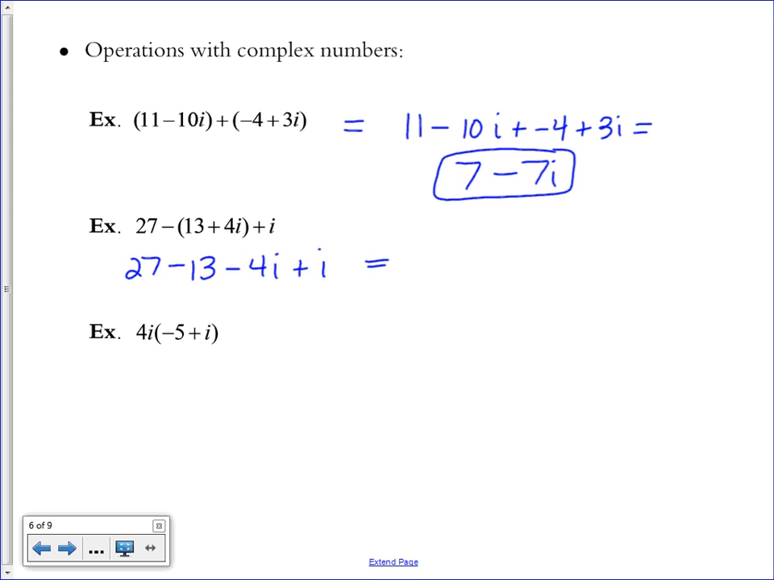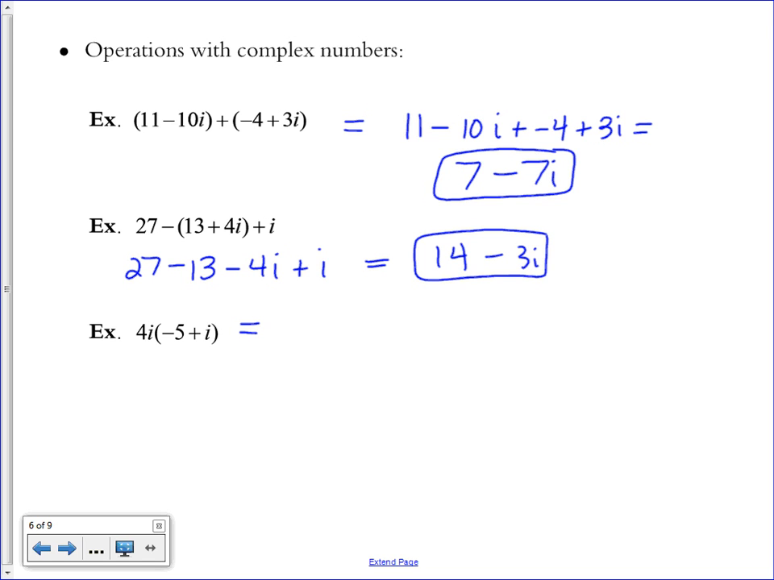We're going to do the real part first, so 27 minus 13, which is 14, and then combine the two imaginary terms together, and that's going to be negative 3i. So there's the next complex number in standard form. And then here we're going to have to apply that property we just talked about because we're distributing.